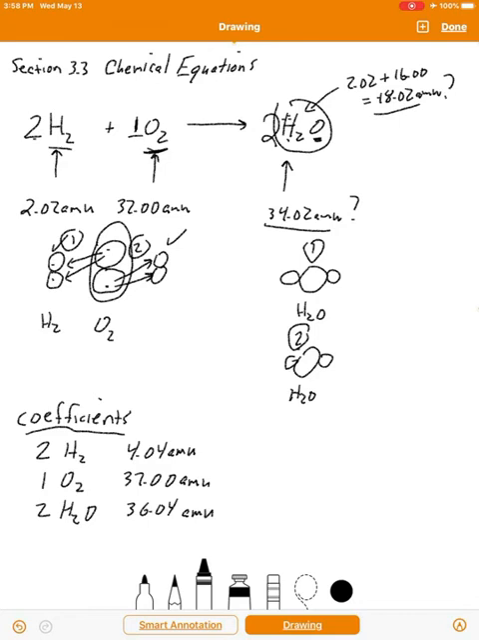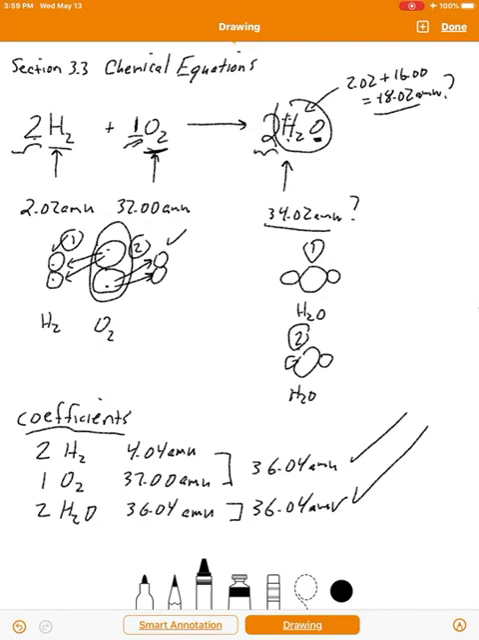So now look what happens. The reactant side weighs 36.04 AMU. The product side weighs 36.04 AMU. They do equal each other. We've met this requirement of the law of conservation of mass. Isn't that awesome? So what we do is we use coefficients to balance chemical equations based on this physical principle.